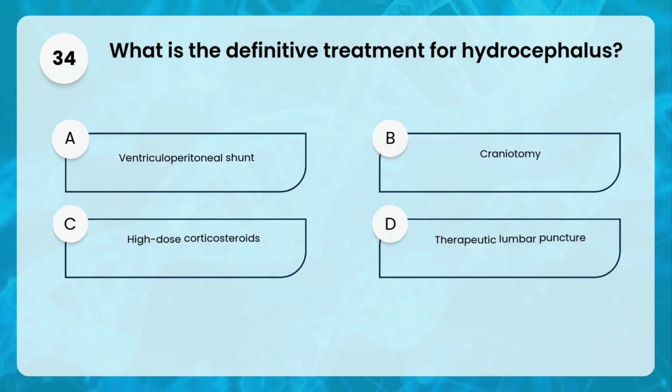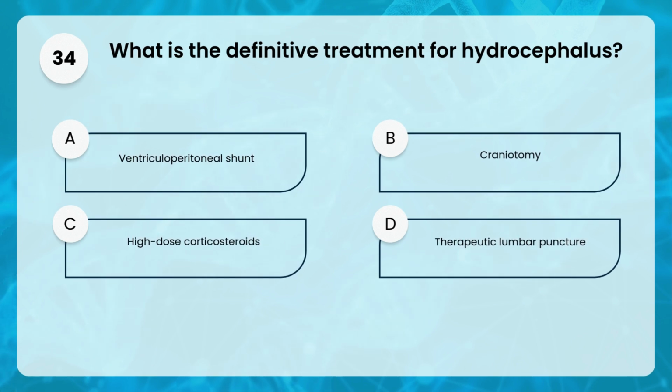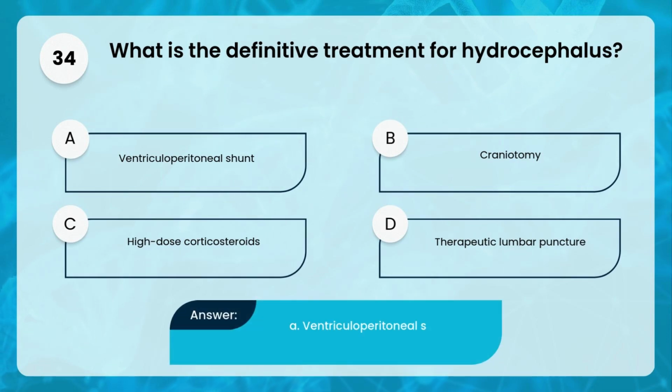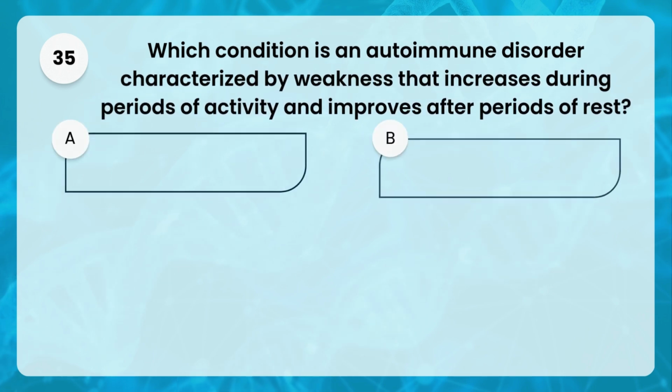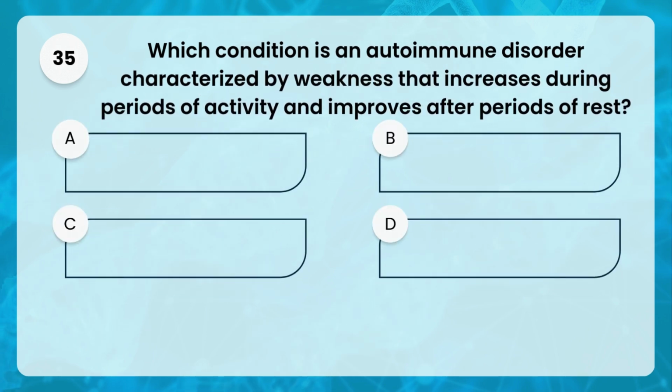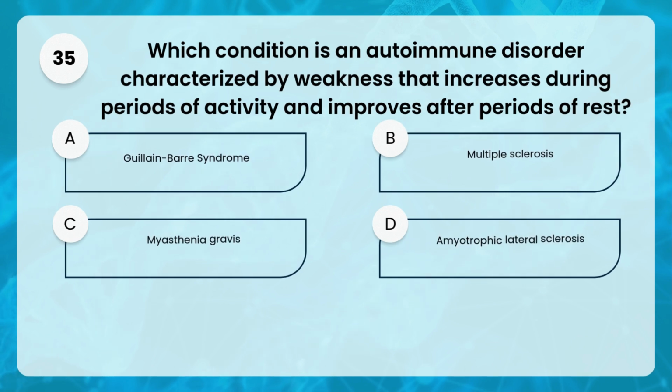Number 34. What is the definitive treatment for hydrocephalus? A. Ventriculoperitoneal shunt. B. Craniotomy. C. High-dose corticosteroids. Or D. Therapeutic lumbar puncture. The answer is A. Ventriculoperitoneal shunt.